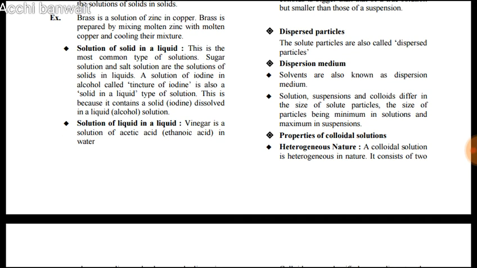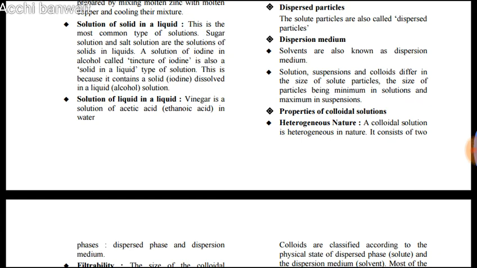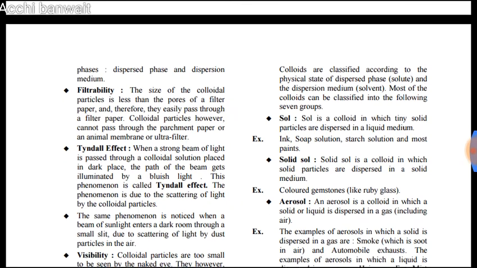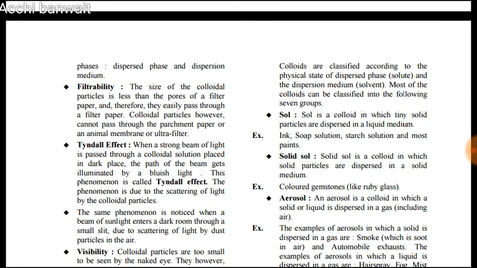Now we talk about properties of colloidal solution. First is heterogeneous nature. A colloidal solution is heterogeneous in nature. It consists of two phases, that is dispersed phase and dispersion medium. Filterability. The size of colloidal particles is less than the pores of a filter paper and therefore they easily pass through a filter paper. Colloidal particles, however, cannot pass through the parchment paper or an animal membrane or ultrafilter.